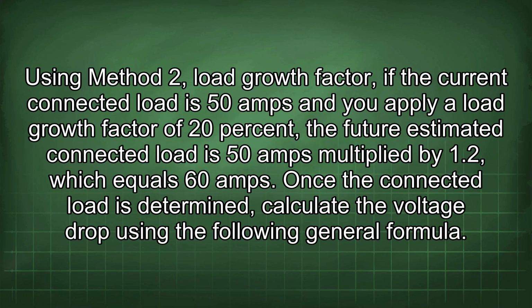Using method 2, load growth factor: if the current connected load is 50 amps and you apply a load growth factor of 20%, the future estimated connected load is 50 amps multiplied by 1.2, which equals 60 amps.